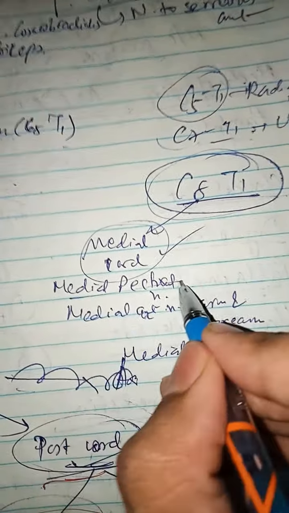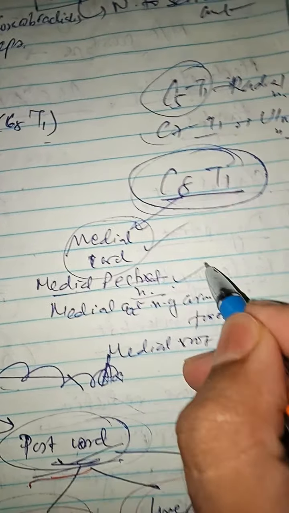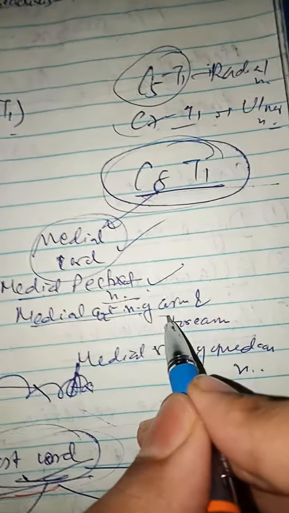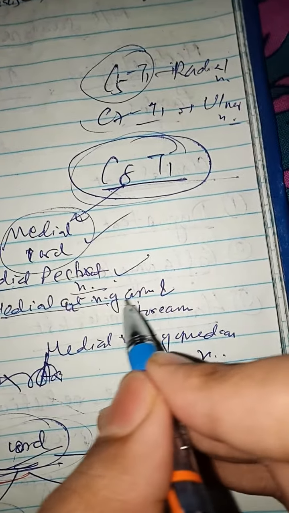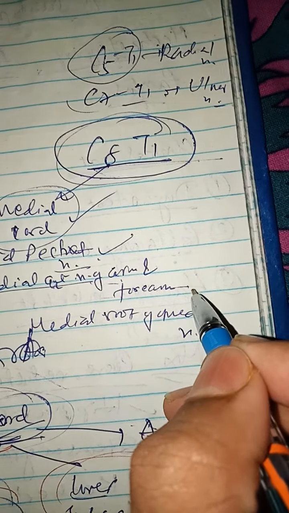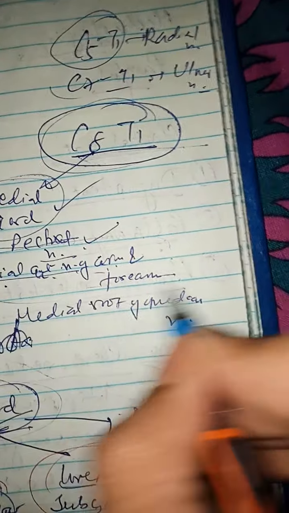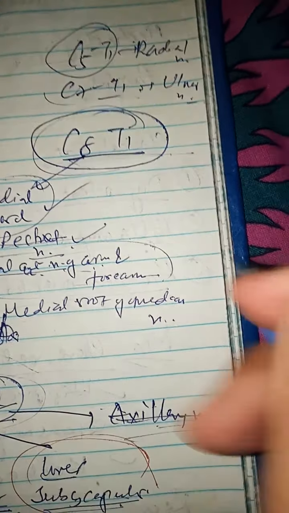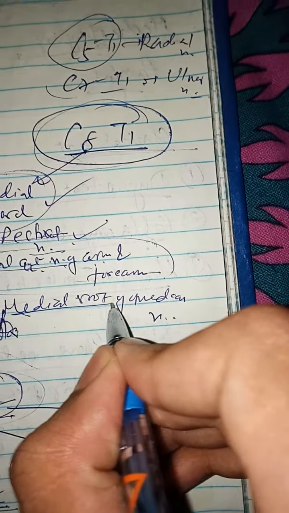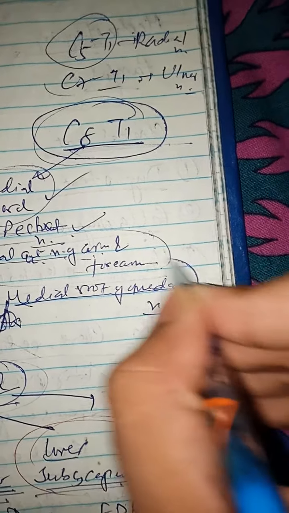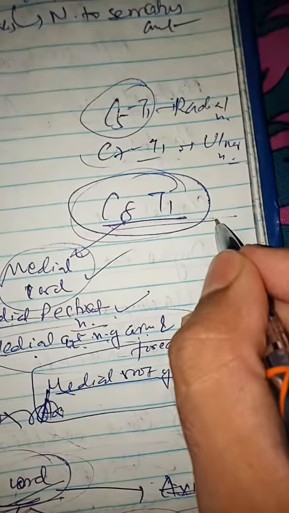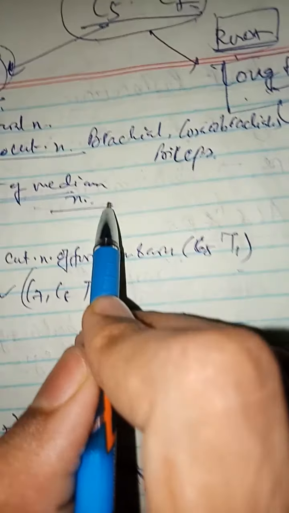Now coming to the C8 T1 root value. It is only one, the medial cord. It gives the medial pectoral nerve, which supplies the pectoralis muscle, and the medial cutaneous nerve of the arm and forearm, which provides the cutaneous nerve supply to the arm and the forearm, and the medial root of the median nerve. So the medial root of the median nerve has C8 T1 root value from the medial cord, and from the lateral cord comes the lateral root of the median nerve.